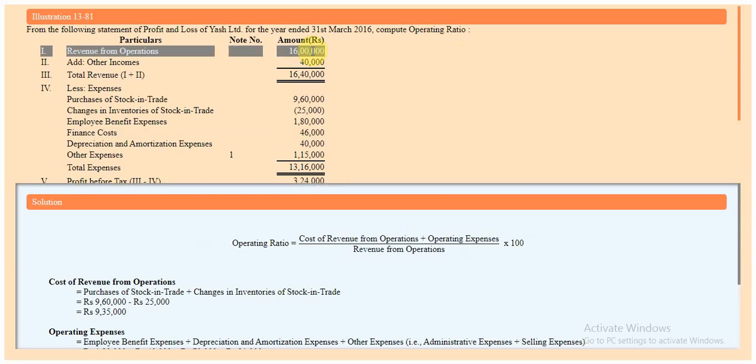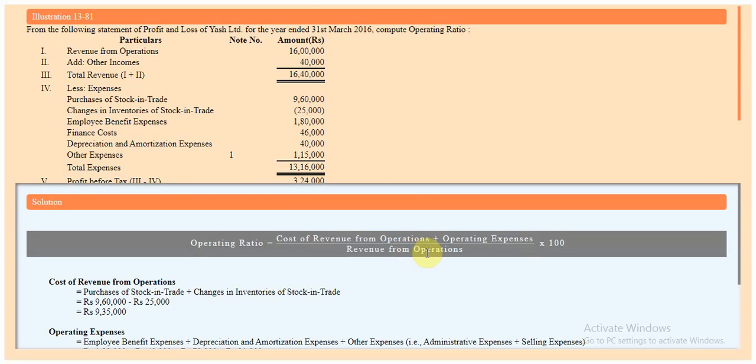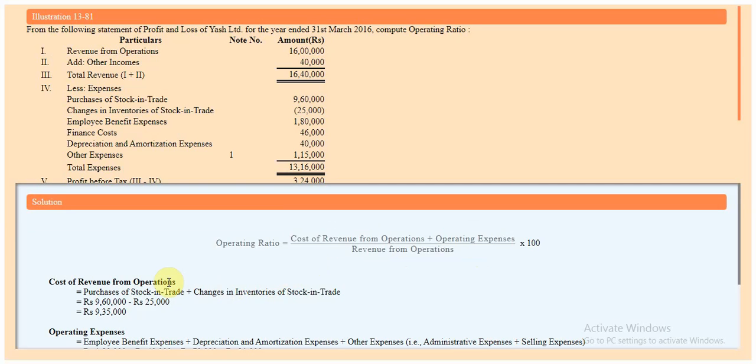So revenue from operations, denominator is clear. We already have revenue from operations as 16 lakhs. So regarding denominator we need not worry at all. We just have to compute the numerator. So for that we have, in numerator we have two items. First item is cost of revenue from operations. Let us find out how to calculate cost of revenue from operations.